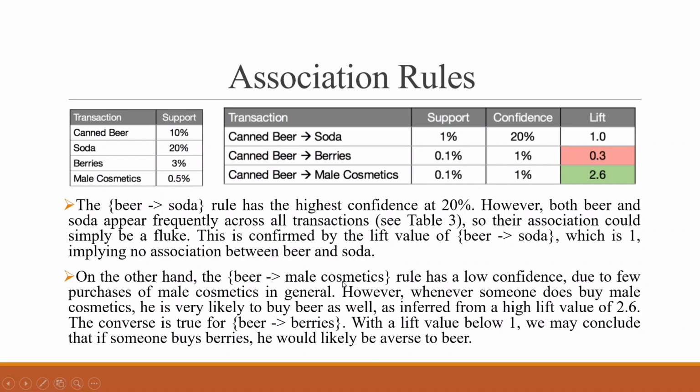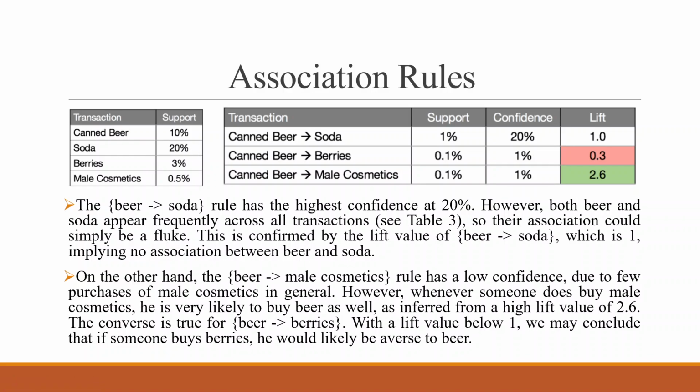Now, if I talk about the association rules, let us talk about this first table. Canned beer to soda: the support is 1%. It means that the transaction of these two products has happened, and that support is 1%. Confidence is 20% and lift is 1. For canned beer to berries, support is 0.1%, confidence is 1% and lift is 0.3. Canned beer to male cosmetics is 0.1%, 1% and 2.6. This is the condition, if and then. But if I talk about the individual transactions, their supports are 10%, 20%, 3% and 0.5%.